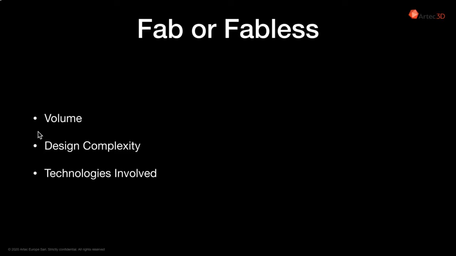First of all, the volume of production. Many years ago, we found that some trigger, like 1,000 units in a batch, may make your approach to establish your own fab more or less efficient.